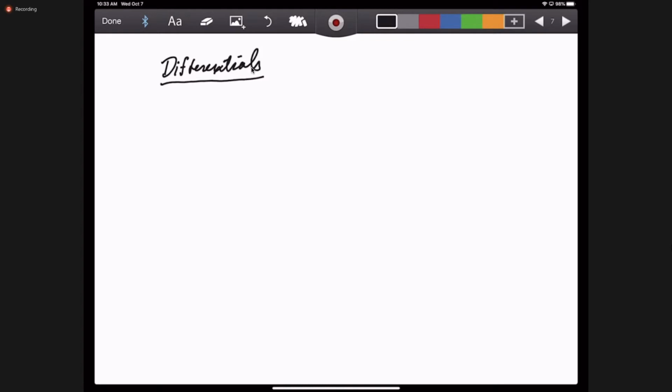So there's another way of thinking about linearization and tangent plane approximation, and that's in terms of differentials. So the underlying ideas are the same here. The way you should think about this is it's a different way, slightly different point of view.